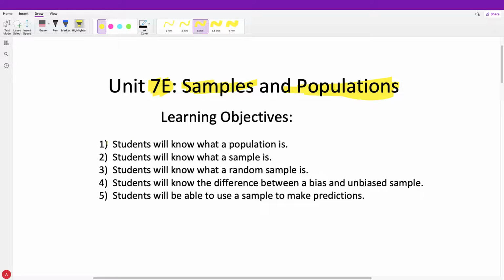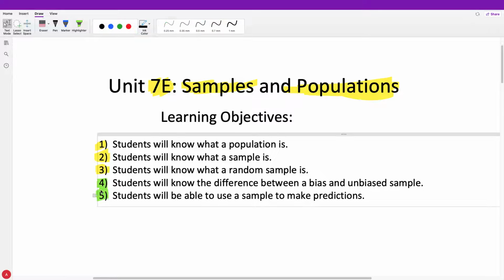In the first video, we're most likely just going to talk about the first three learning objectives. So students will know what a population is, students will know what a sample is, and then students will know what a random sample is. After we go through those, that's probably where I'm going to stop that video, just to make sure it's not too long. Then we'll go into the last two learning objectives, which will be to know the difference between a biased and unbiased sample, and then you'll have to be able to use a sample to make predictions.